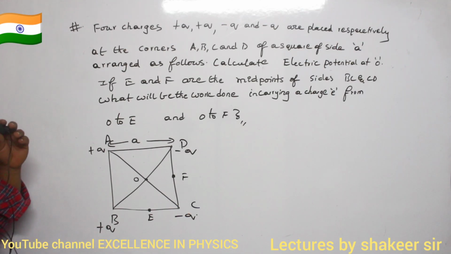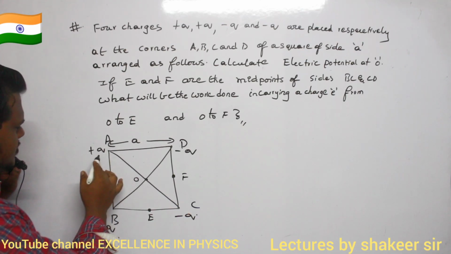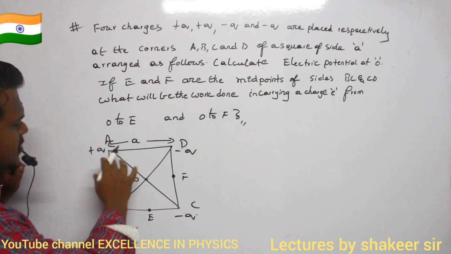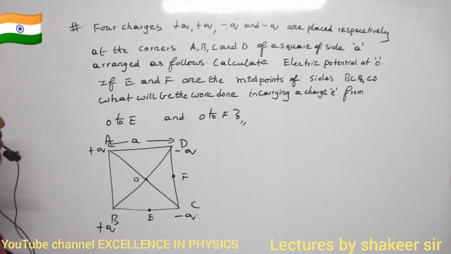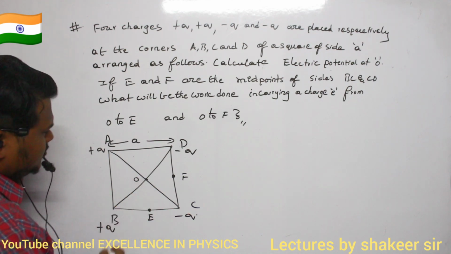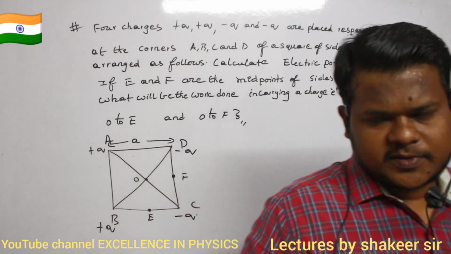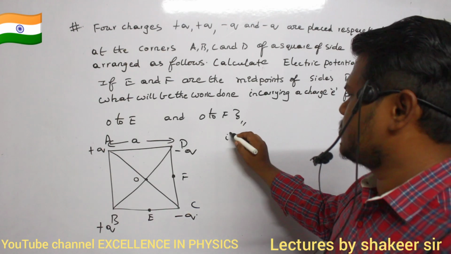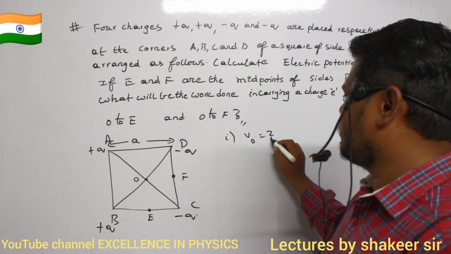What is happening? So 4 charges plus q, minus q and minus q are arranged at 4 corners of a square. Clear? So calculate the electric potential at point O. So first we will do that calculation. First question is this one, no? First question is electric potential at point O.